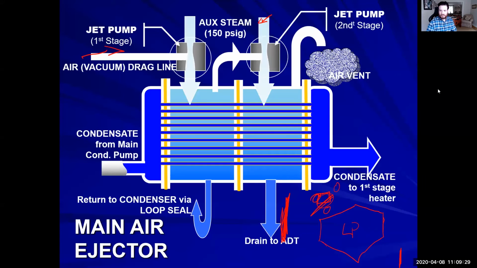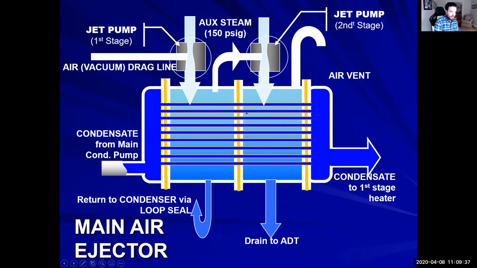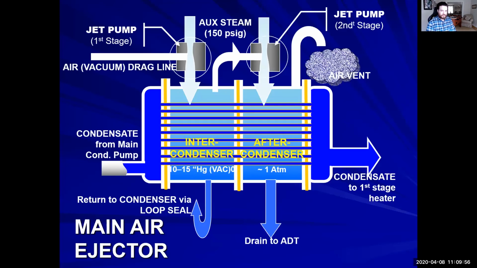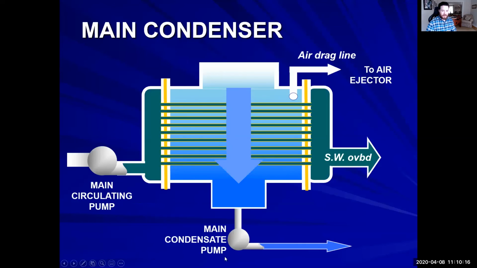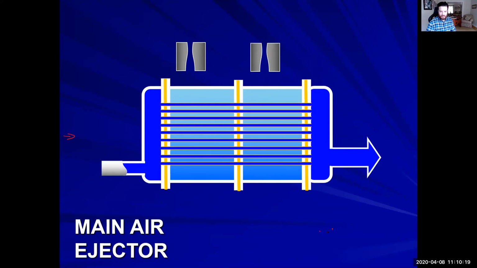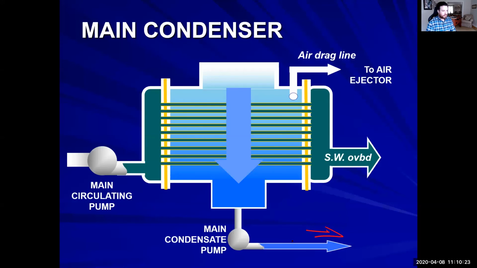Okay. Let me go back to the slideshow. There we go. So basically what we're doing here is we're dragging out, just like we talked about with any of the other air ejectors that we had, we're trying to bring down a vacuum. So this is our condensate from our main condensate pump. Keep that in mind, our main condensate pump. So our air ejector has something coming right from our main condensate pump.